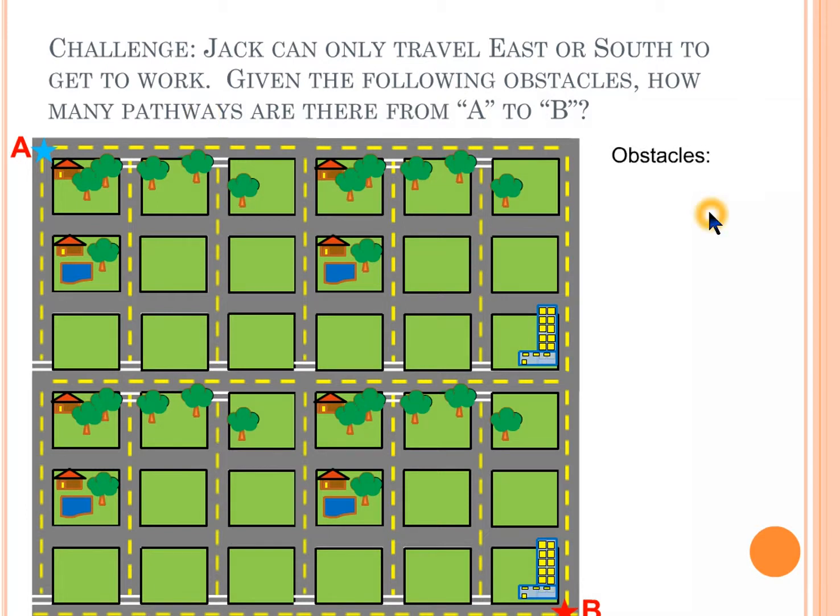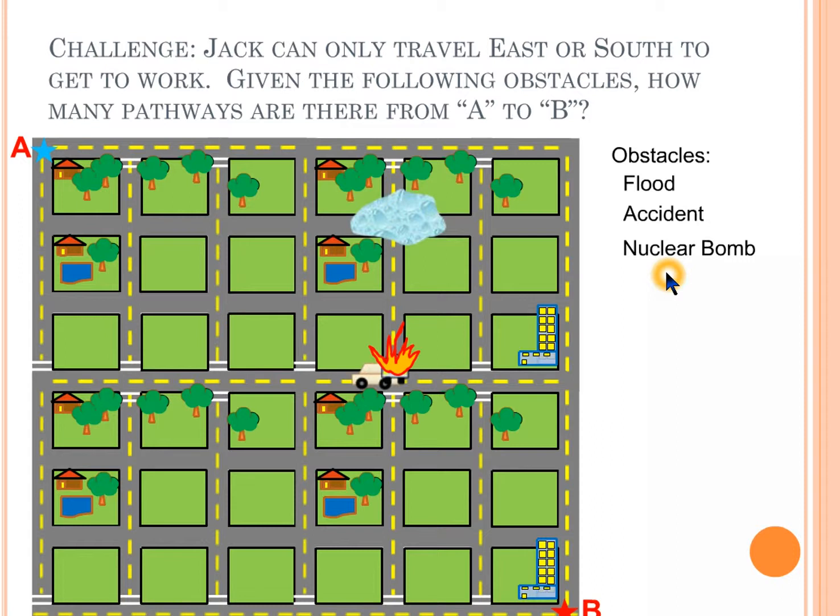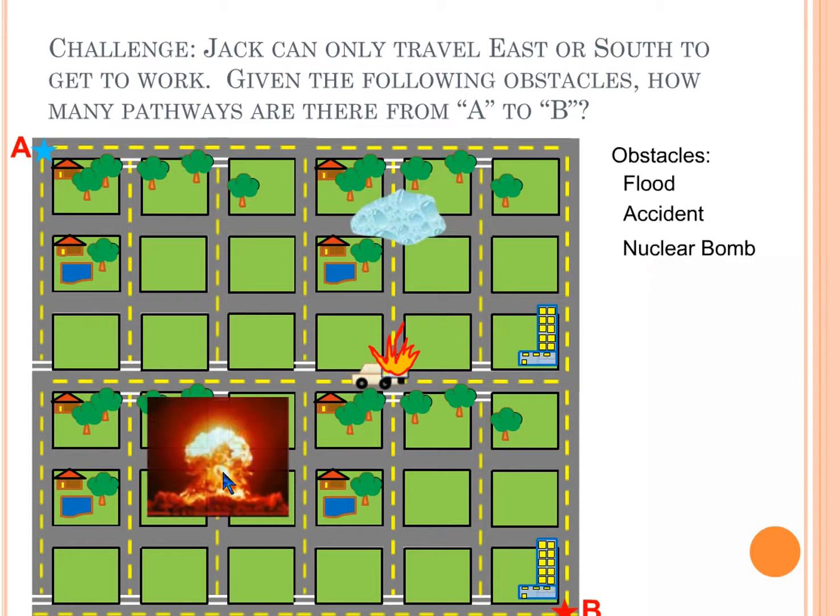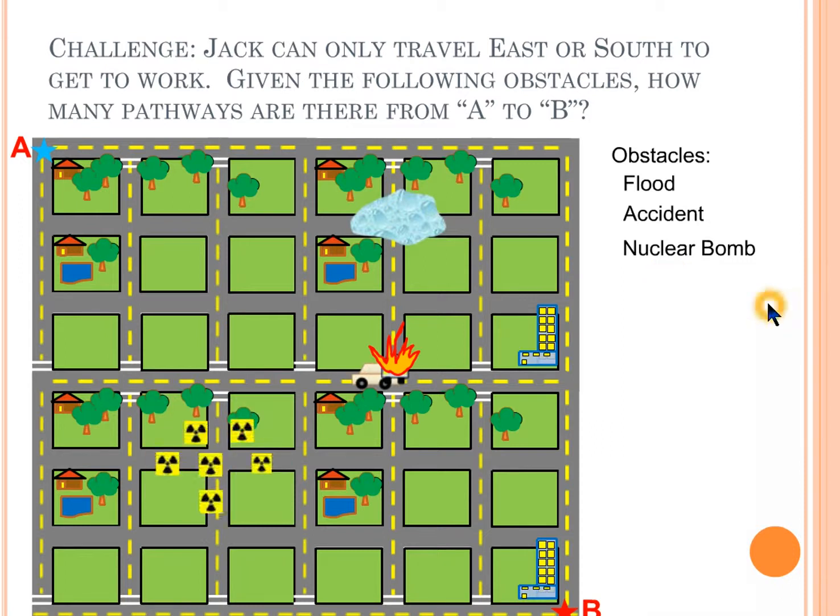Okay, so let's take a look at these obstacles. We have a flood, so there's my flood. What that means is I can't go through this point right here. I have an accident over here, so that means I can't go through this point over there. And I have a nuclear bomb, which is interesting. I got a nuclear bomb over here, so I guess that means I can't go through this middle point right there. And is that it? Are there any more accidents? Maybe not. Okay, well, let's start.